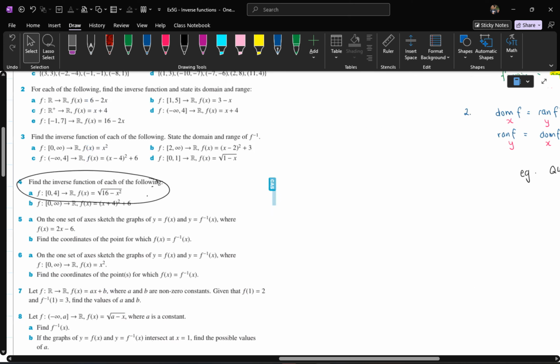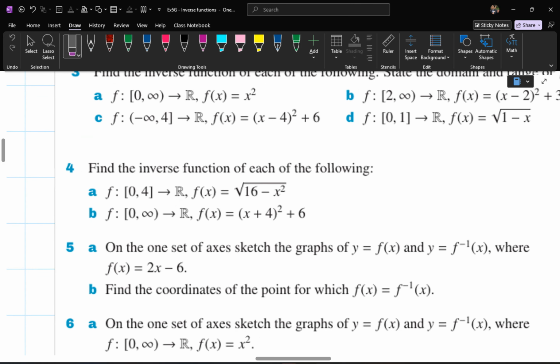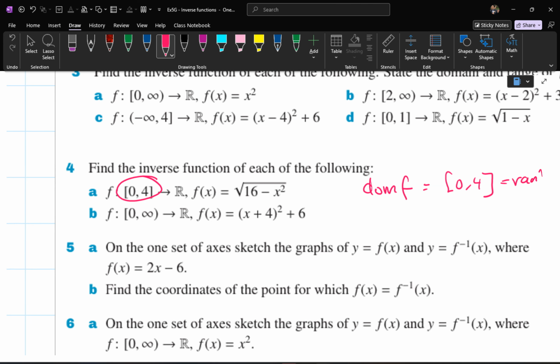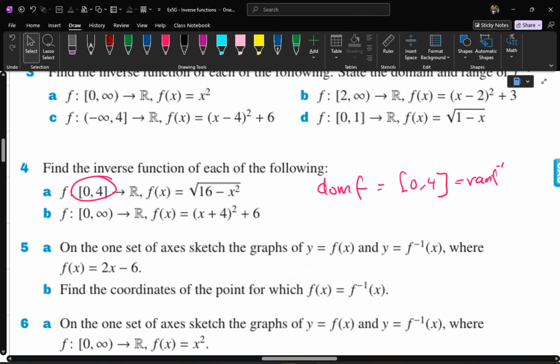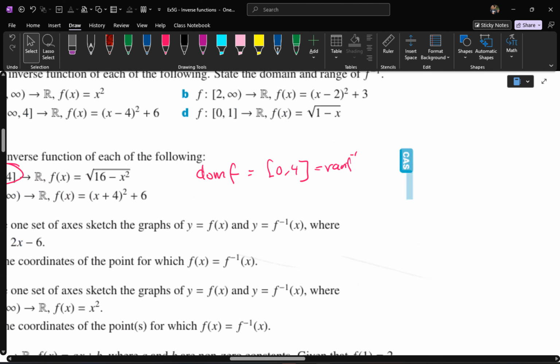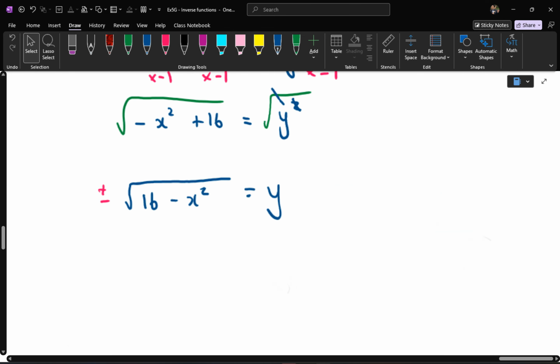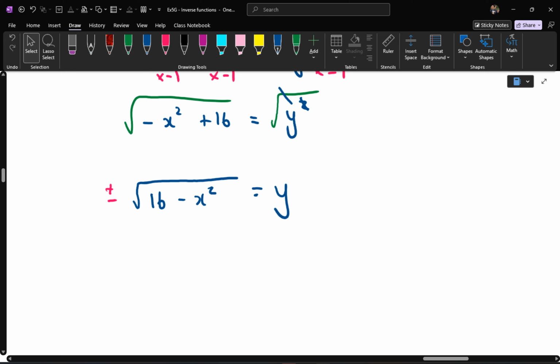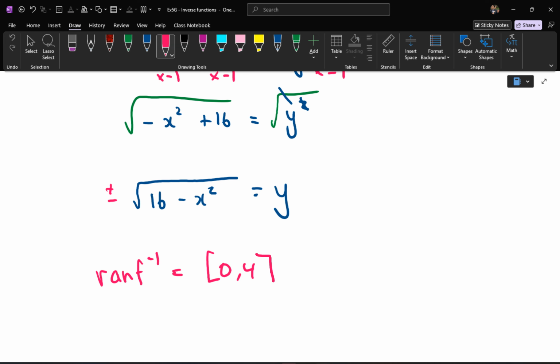Now, if you look back at the equation for exercise 4a, they already told you. They told you that the domain of the original function, which is this one, that graph, the domain is 0 to 4. But if that's true, that means that the range of the inverse must also equal the domain of the function. So that means the range can only be between 0 to 4. So out of those two, which one, the plus or the minus, will have the range of the inverse equal to 0 to 4?